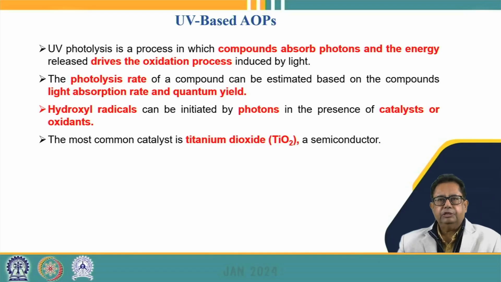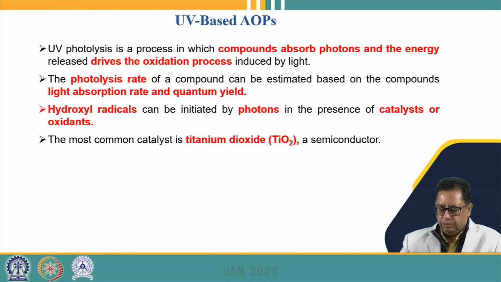Then we can have UV based AOPs, where UV photolysis is a process in which the compounds absorb photons, and the energy that is released drives the oxidation process. The photolysis rate can be estimated based on the light absorption rate by the compound as well as the quantum yield, that is, how much degradation is taking place. That will determine the photolysis rate for any single compound. Hydroxyl radicals can also be initiated by the photons induced by the UV. In the presence of catalysts or oxidants, hydroxyl radicals can be initiated.